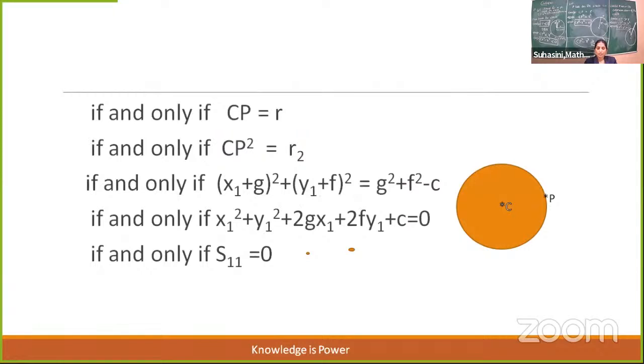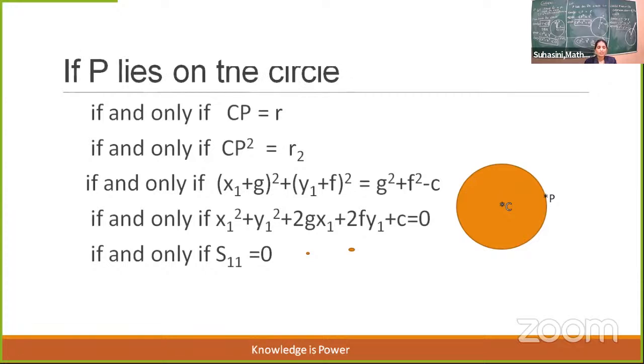Now, our point is on the circle. When will it be on the circle? If and only if CP is equal to R. Squaring on both sides, CP square is equal to R square, children. Sorry, by mistake it is animated as R suffix 2. And what is CP square again? It is the distance. (x1 plus g) whole square plus (y1 plus f) whole square is equal to R, which is root over g square plus f square minus c, squared on both sides. Transpose the terms to the left hand side and then calculate. The remaining result is S11.